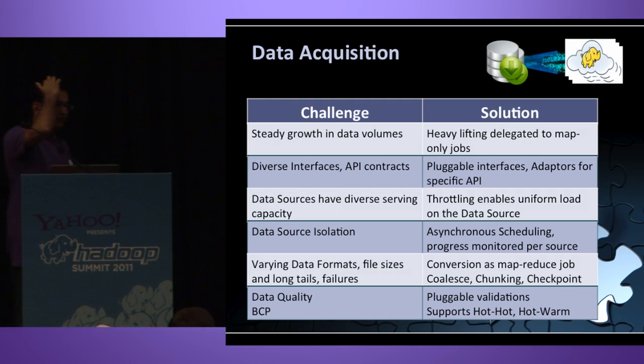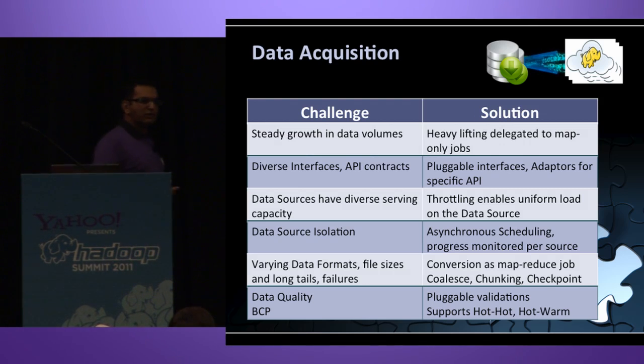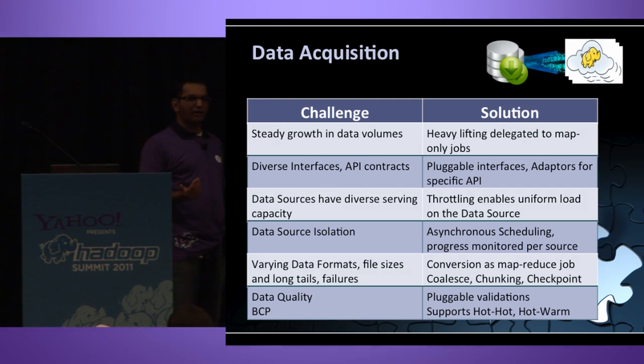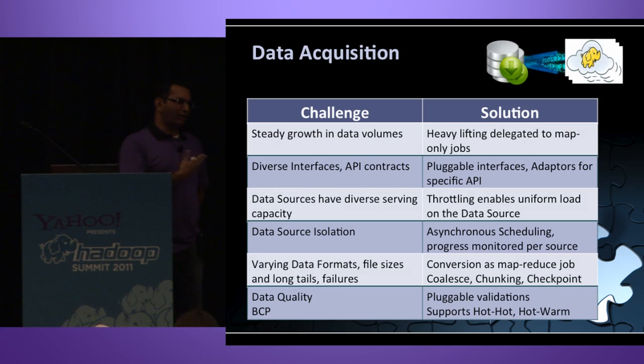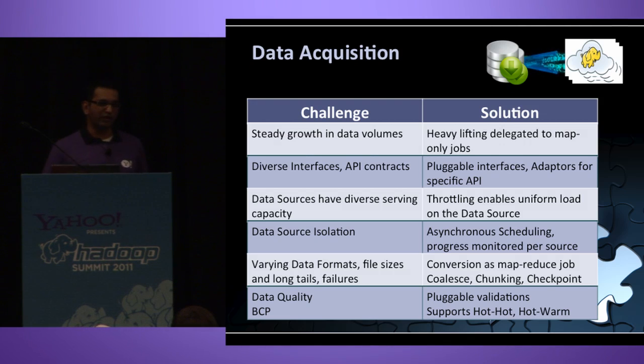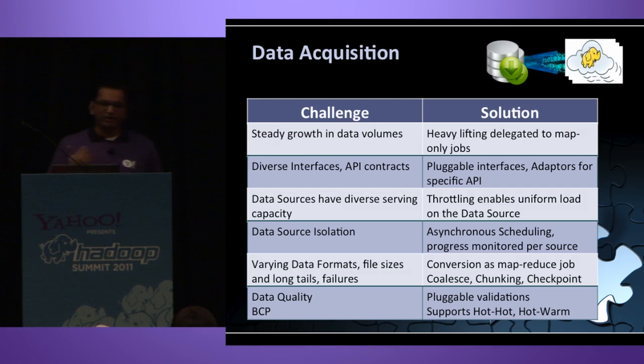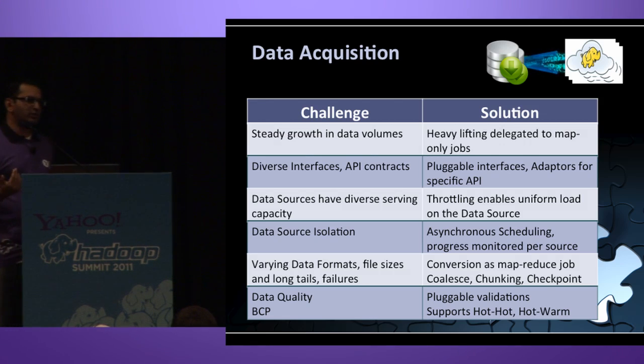Each data source has a different capacity to serve. Some data sources can have 5 or 10 servers in front of them and can serve 500 Mbps, while some data sources could be very slow because there are other consumers as well. So how do we handle this? We have a queue per data source.